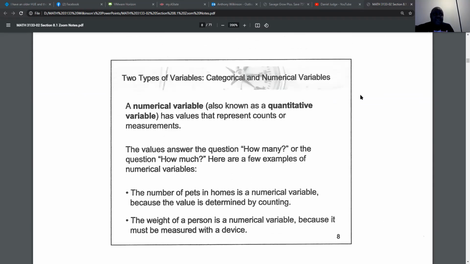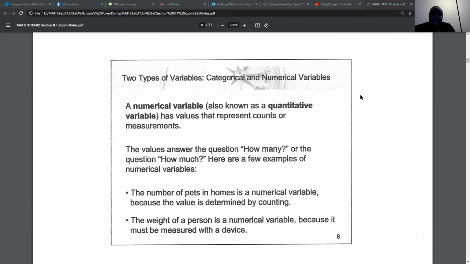All right, the other type is a numerical variable, which is also known as a quantitative variable. That has values that represent counts or measurements. So the value of a numerical variable is going to answer the question, how many or how much.